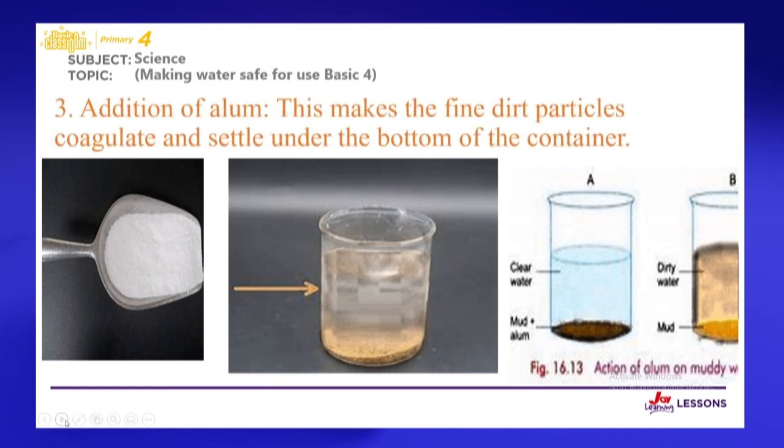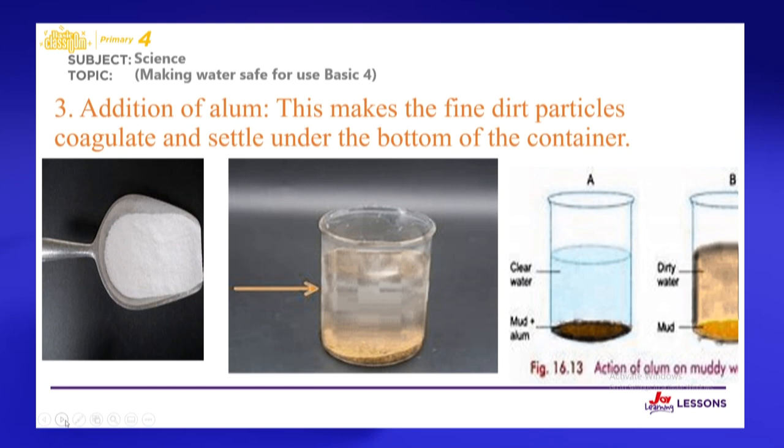Now, another way we can get water clean for drinking is by adding alum, addition of alum. As you can see, you can buy alum. Now, when you pour alum into water, and you have fine sand particles in the water, because they are so tiny and fine, they cannot settle down, so they make the water so dirty.